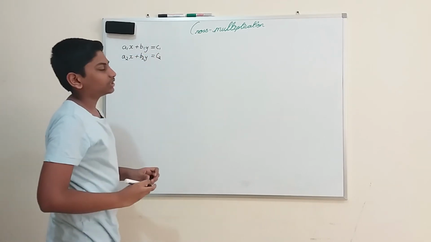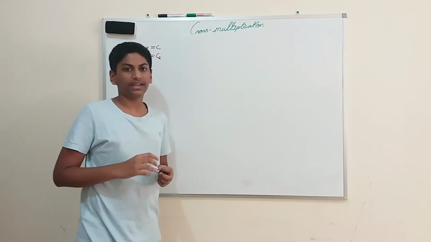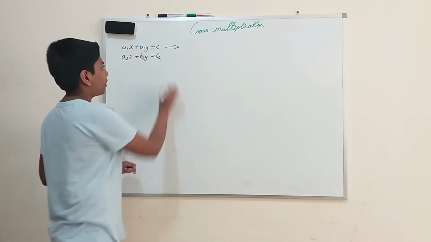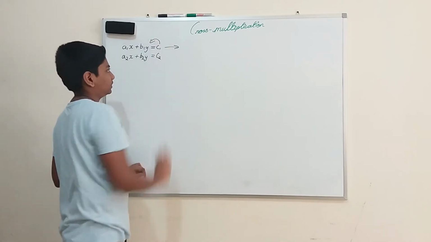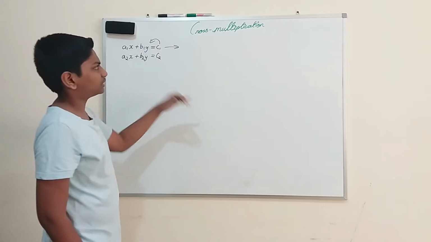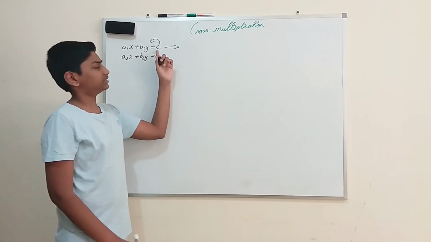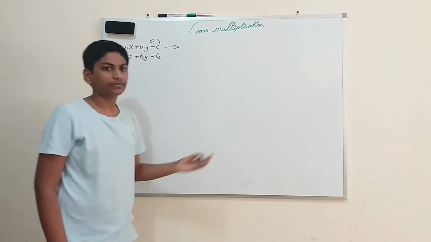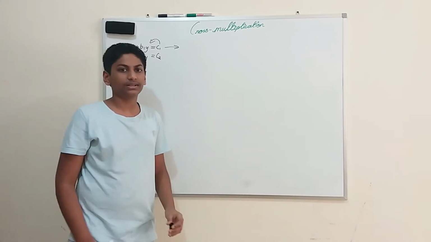Now we have these. Before cross multiplying, we should change them into a form by moving c1 to the other side. If you move c1 to that side, here it is plus c1, so when it goes that side, it becomes minus c1. Equal to what? There's nothing on the other side, so it's 0.